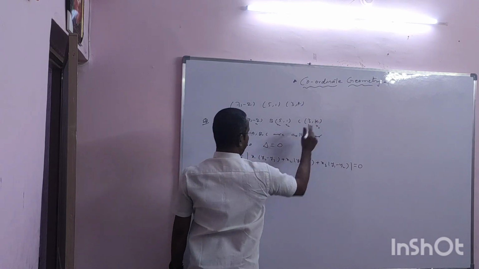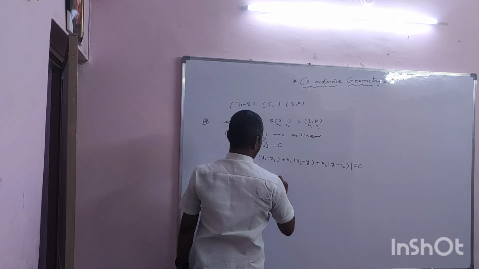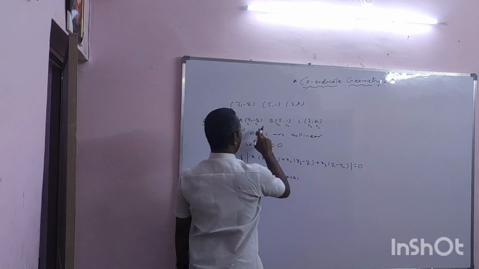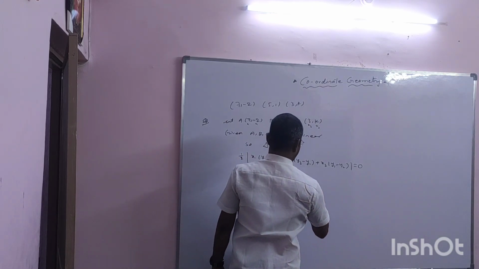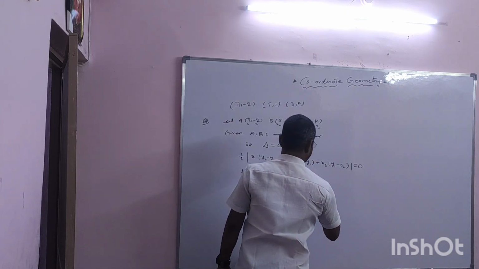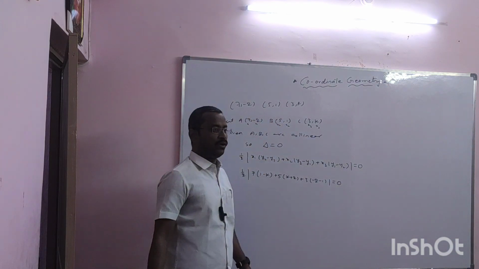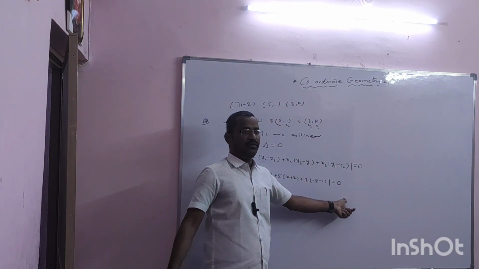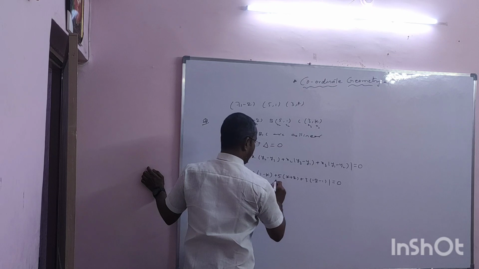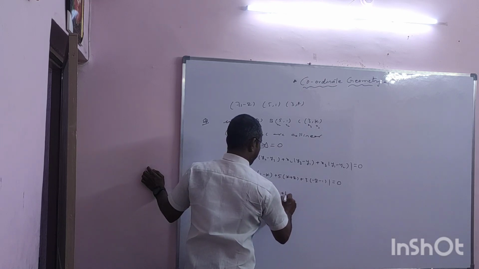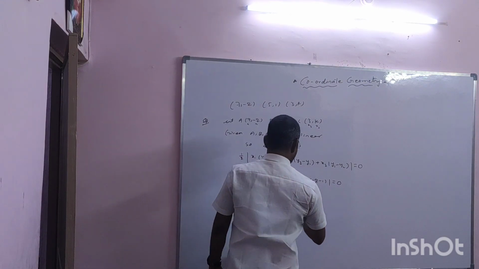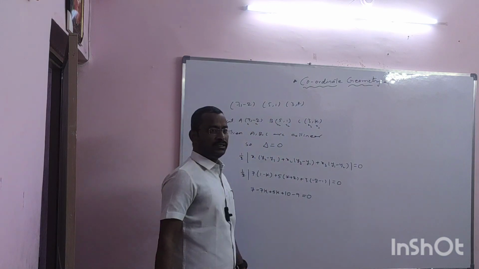Half x1, what is x1? 7, times y2 minus y3, which is 1 minus k, plus x2, which is 5, times y3 minus y1, which is k plus 2, because there is already a minus. Next x3, which is 3, times y1 minus y2, which is minus 2 minus 1, is equal to 0. If you transpose the half to the other side, half into 0 is always 0. Then 7 ones are 7 minus 7k, 5 into k is 5k, 5 twos are 10, minus 2 minus 1 is minus 3, minus 3 into 3 is minus 9, equal to 0.